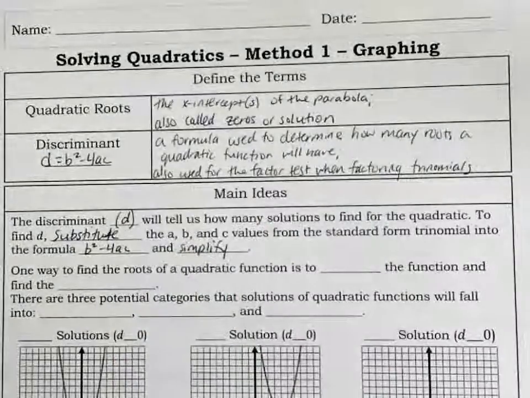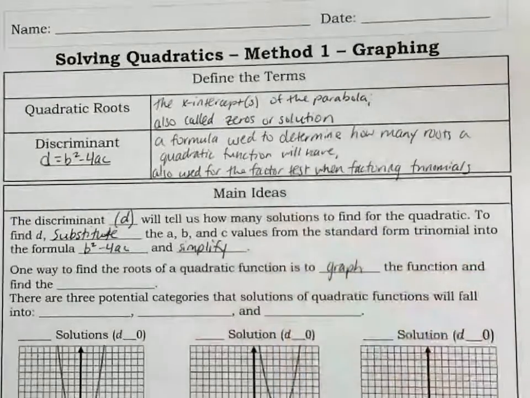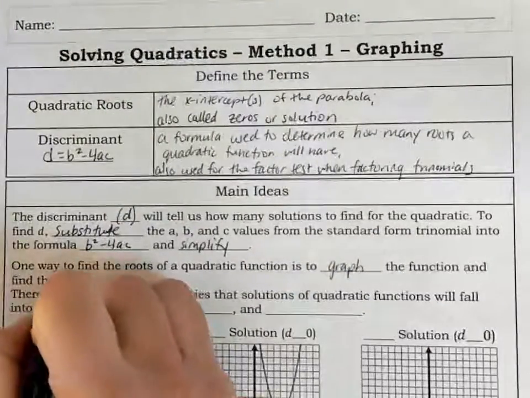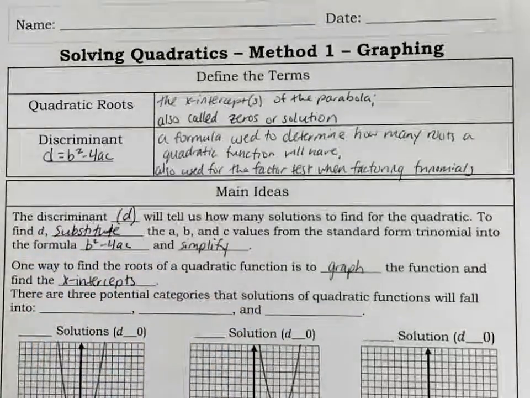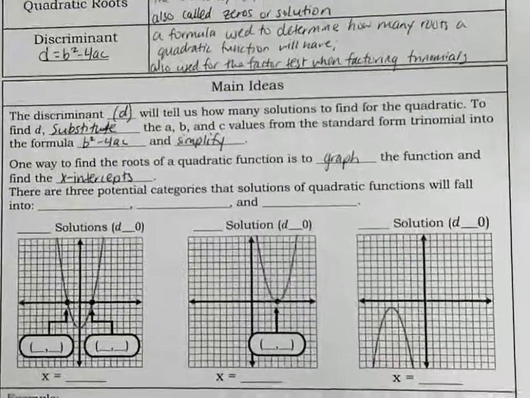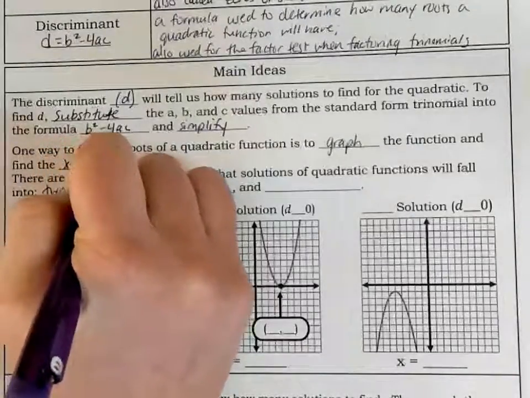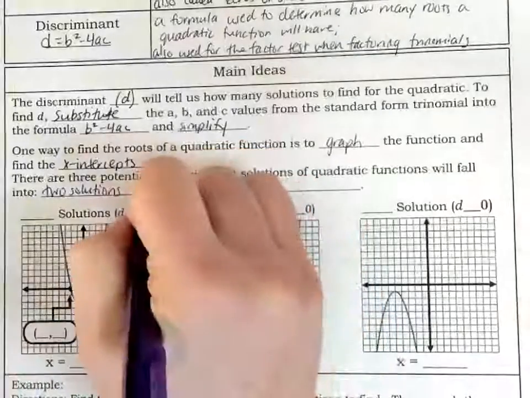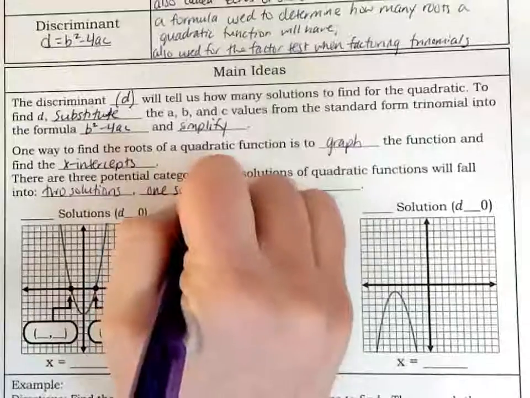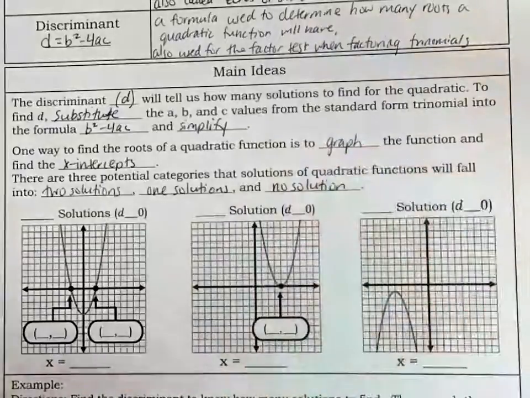Now, one way that we find the roots of a quadratic function is to graph the function, and we're going to find the x-intercepts. Remember, we can call those solutions, roots, x-intercepts, or zeros. There are three potential categories that solutions can fall into. There's going to be two solutions, where the parabola crosses the x-axis in two places. There's going to be one solution where it only touches one time, and there's going to be no solution where it never crosses the x-axis.